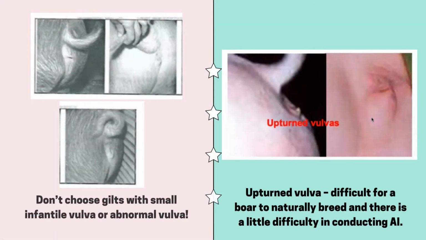From left to right, this figure shows the three different appearances of the vulva. So we have here the abnormal vulva, the small vulva, and the normal vulva. It is important to note that gilts with small infantile vulva or abnormal vulva should not be chosen. So here we also have the upturned vulva, which can be difficult for a boar to naturally breed, and there is a little difficulty in conducting artificial insemination.